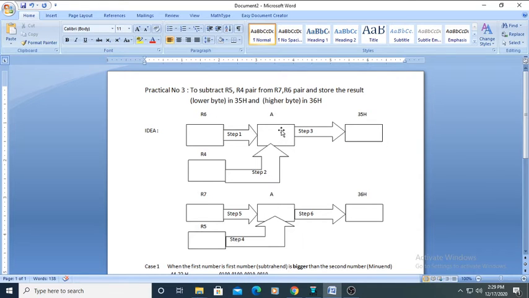So we transfer from the accumulator to the memory location 35 H. So the first part is finished.